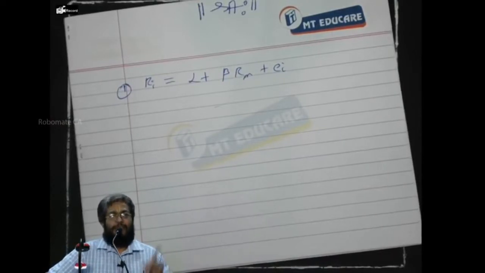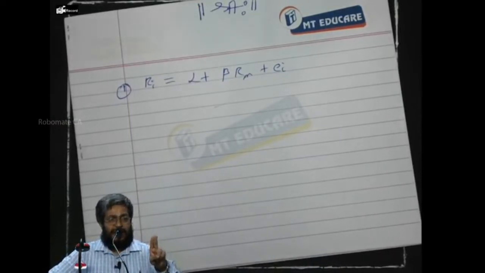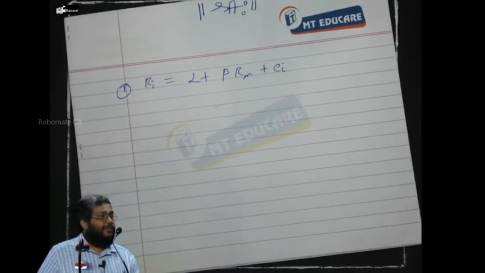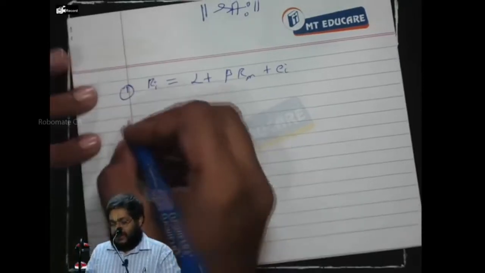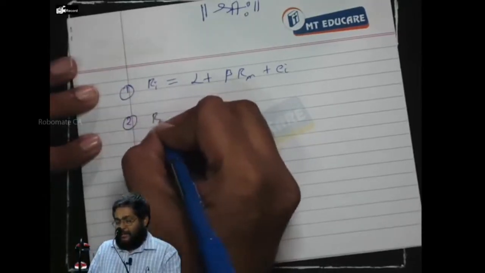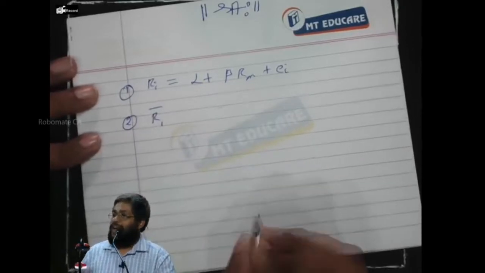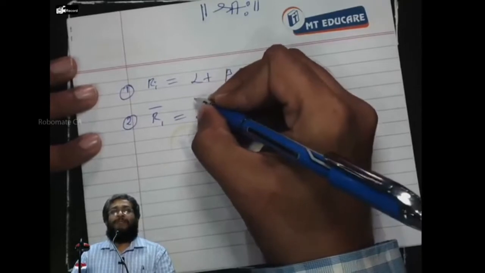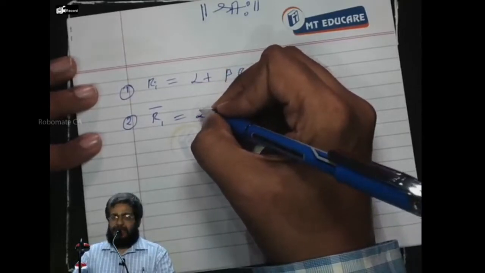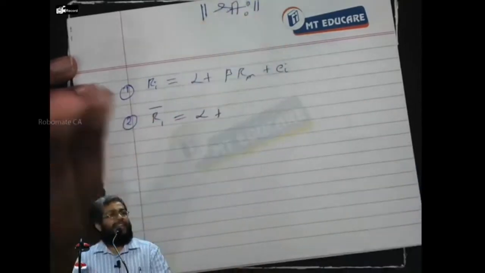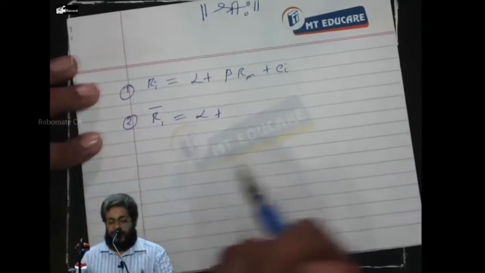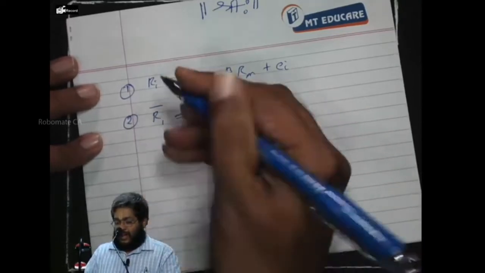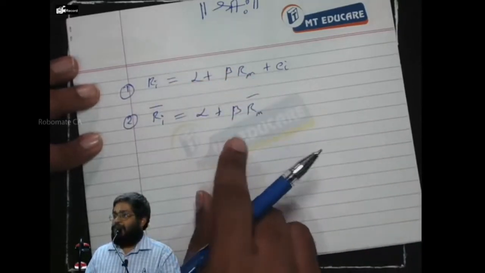Expected return is the first year return, or second year return, or third year return, or the average return? The expected return is what? Average return. That means when I say expected, Ri bar, it means average return. Average is equal to alpha plus... because 18.93 plus 18.93 plus 18.93 divided by 3 is what? 18.93 only. It is not going to change. Yes or no? Plus beta into Rm bar. That is Ri bar is equal to alpha plus beta into Rm bar.